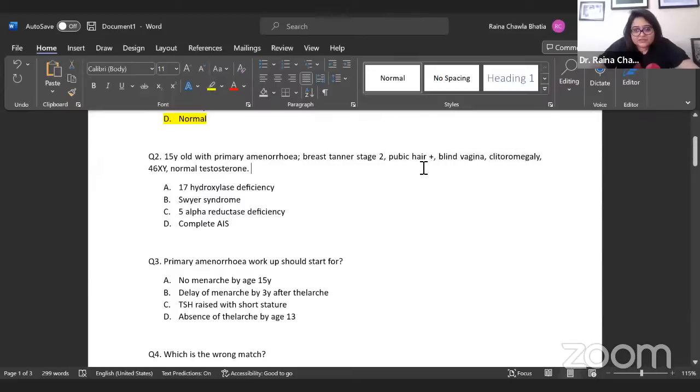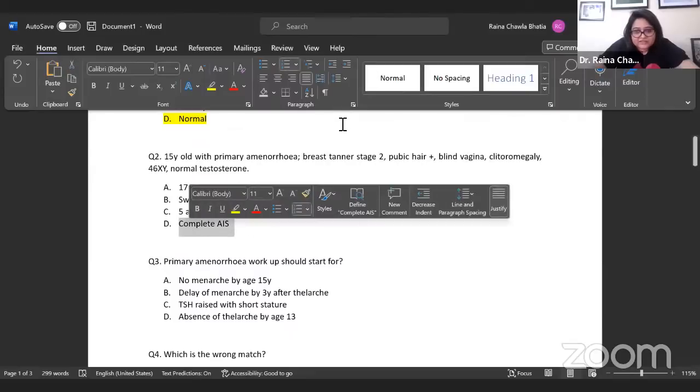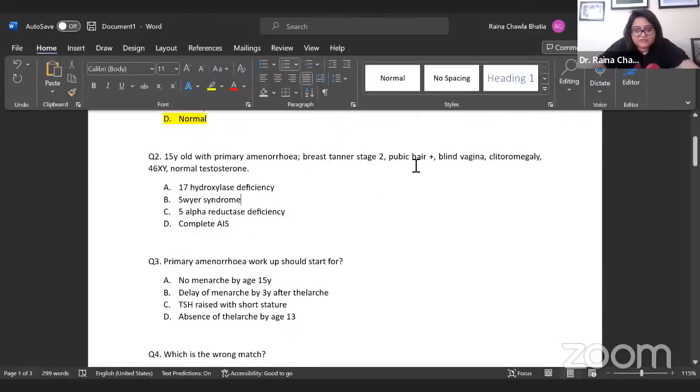Okay, so when secondary sexual characters are present, we can rule out complete androgen insensitivity syndrome because pubic hair would be absent in complete AIS. Swyer syndrome also would not have secondary sexual characters. So pubic hair would not be present. So these two are out. What remains is 17 hydroxylase and 5 alpha reductase. 5 alpha reductase will have raised testosterone levels.